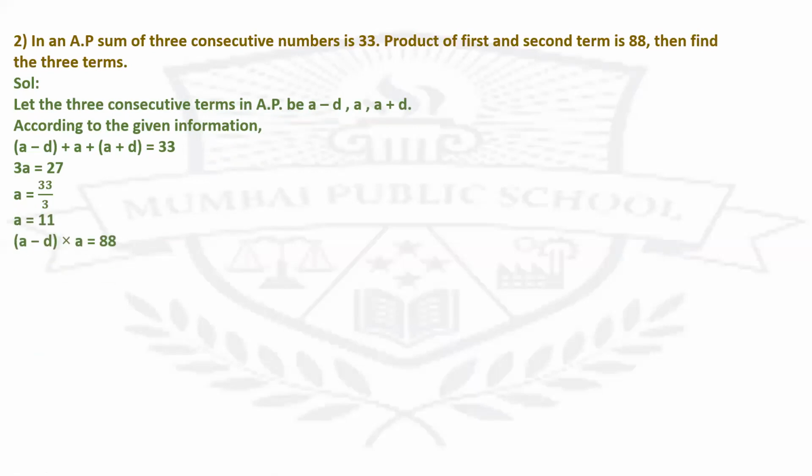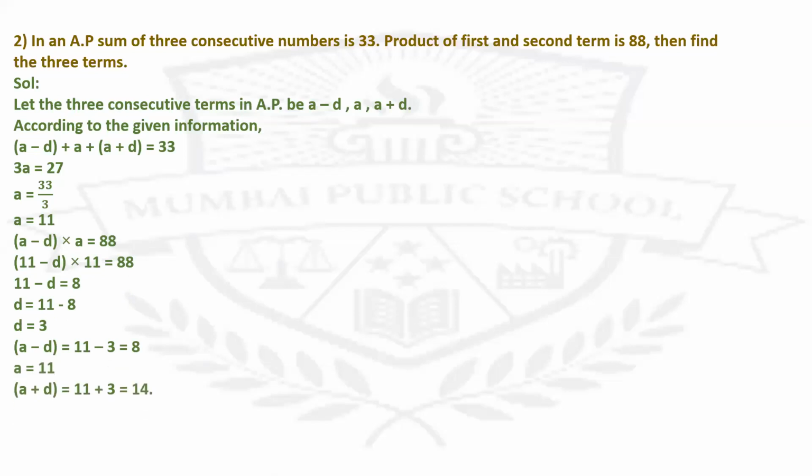A minus D into A equals 88. Product of first and the second term. See the next condition. Understand? So 11 minus D into 11 equals 88. 11 minus D equals 8. So D equals 11 minus 8. So that is equal to 3. So A minus D equals 11 minus 3, that is 8, and A is 11. A plus D is 11 plus 3, that is 14. So the three terms are 8, 11 and 14.